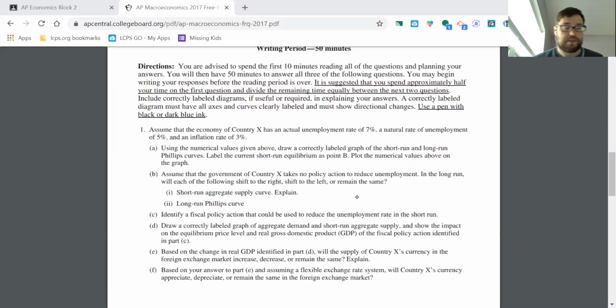Okay, so this is a Phillips curve question, right? Give you a number of values and then essentially ask you to draw the graph. So Phillips curve, right, shows the relationship between, let's see, we've got inflation rate here in the y-axis and unemployment rate here on the x-axis.